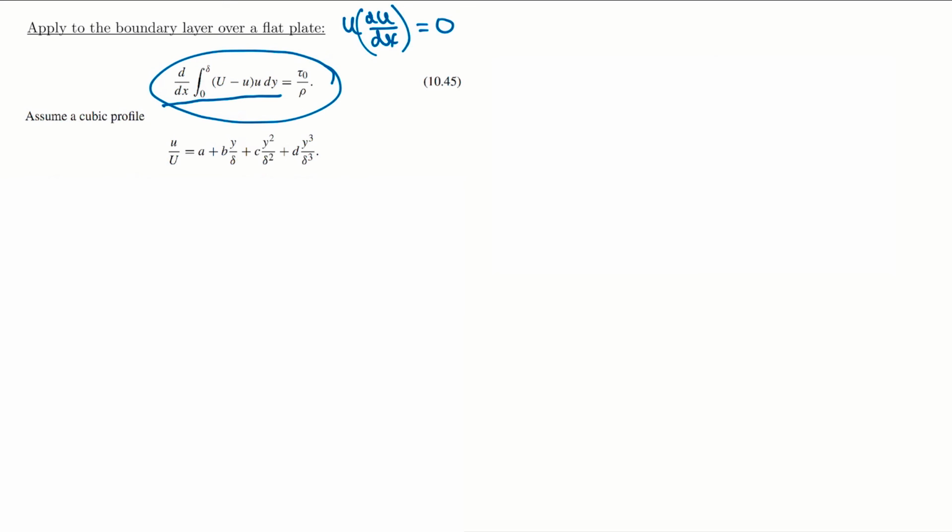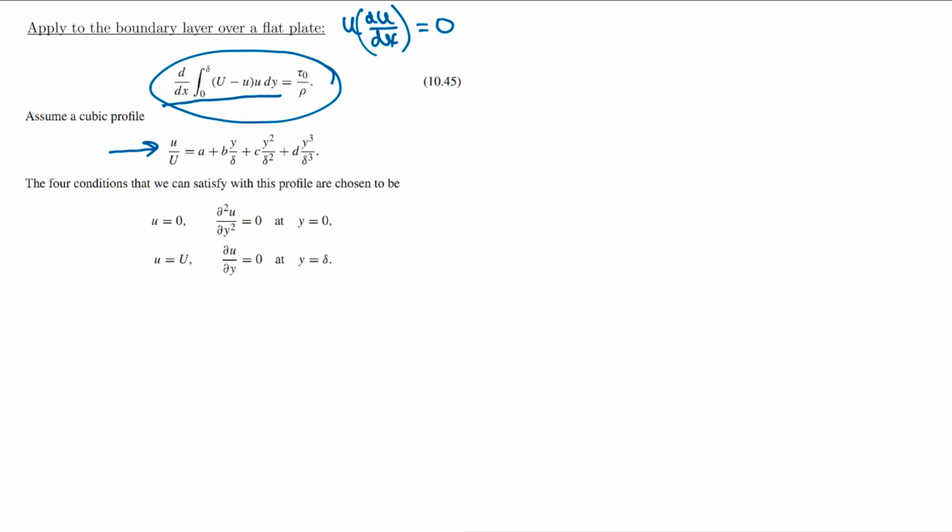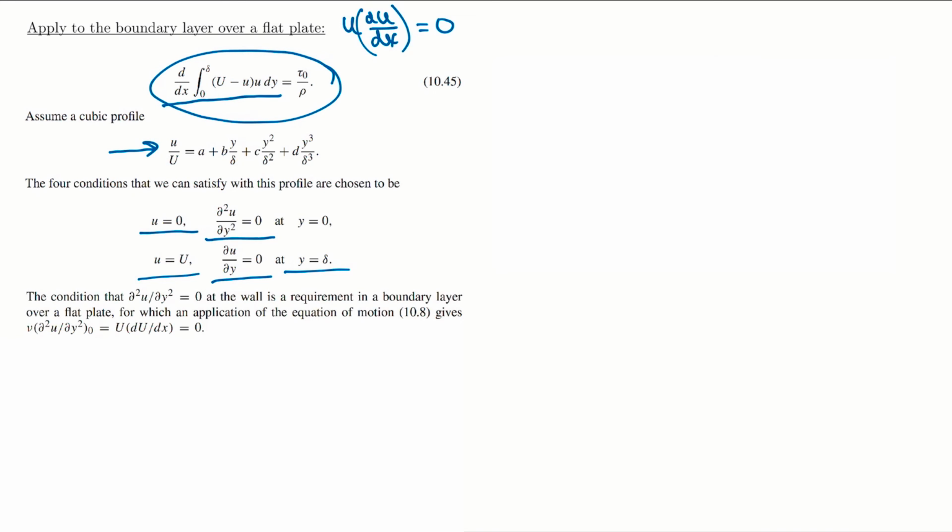Then what we can do, right, we mentioned is we're going to assume a velocity profile. So let's assume a cubic profile for our velocity, like shown like this here, okay? We'll satisfy our 4 conditions. So we mentioned we want to satisfy our conditions with our velocity profile. So no slip at the wall, at y equals delta, we have our u equal our free stream velocity. So we have no more change in u in the y direction at that free stream condition as well. And at the wall, we're also going to say our second order differential in the y direction is equal to 0. And that comes about because at the wall, that's a requirement in a boundary layer over a flat plate.